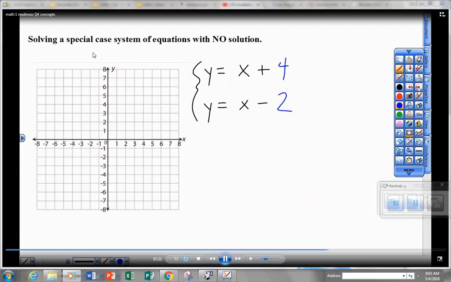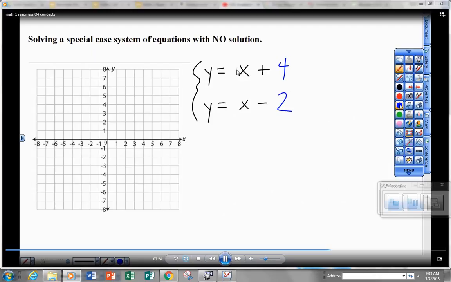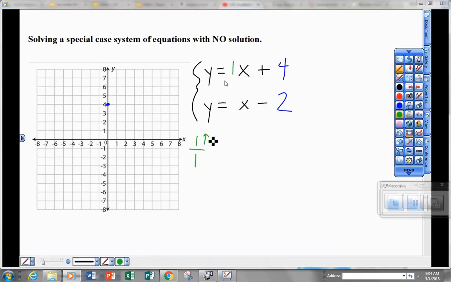All right, next problem, special systems. So again, these have the same slope, different y-intercepts. They're going to give me parallel lines. To get that by graphing, find 4 on the y-axis. Look at that number in front of x. That tells you to go up 1 over 1, up 1 over 1.